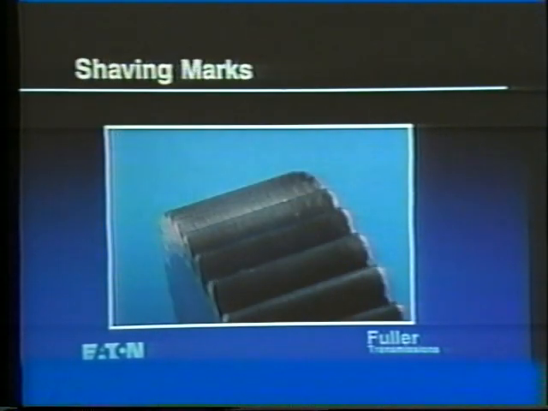We machine the final tooth form by the shaving process. This leaves distinct diagonal marks on the face of the gear tooth. As the gear wears, these lines, commonly called shaving marks, slowly disappear.